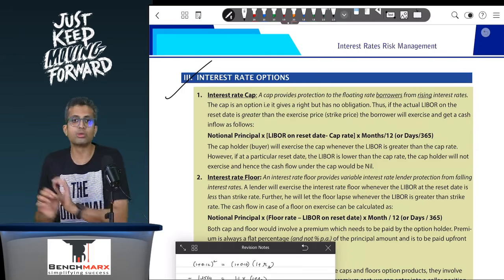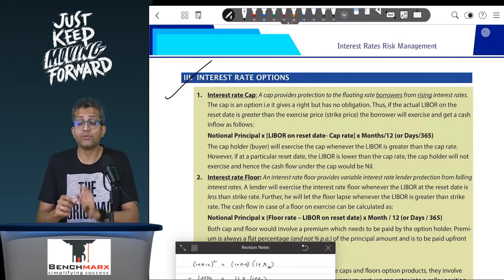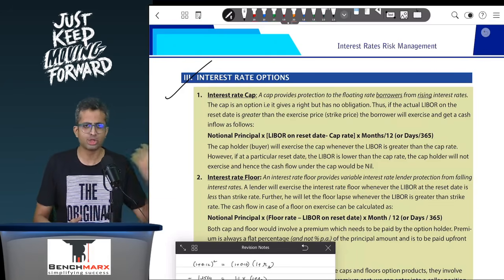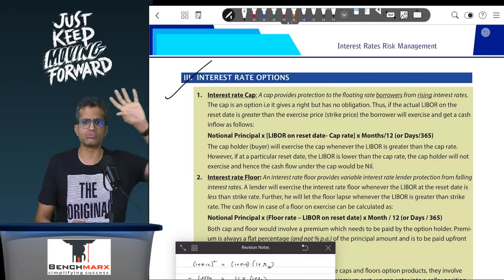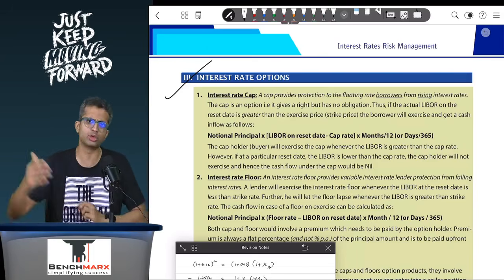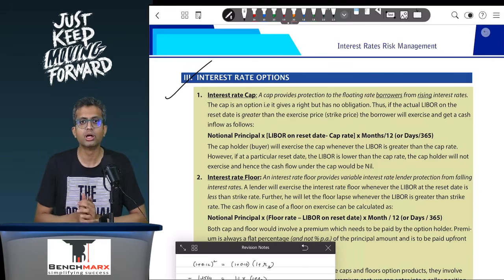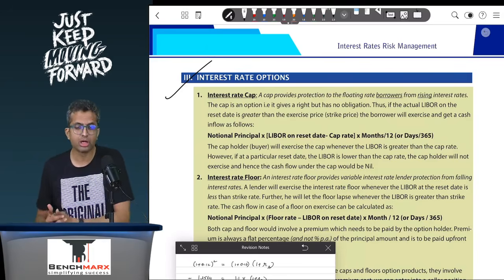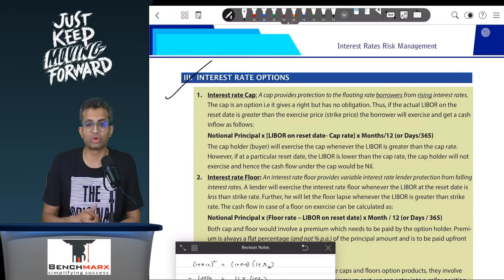So when will a floor be exercised? It will be exercised when the floating rate is less than the exercise price. So basically the payoff will be the exercise price minus the floating rate into the principal into the number of months divided by 12. Now, a floor typically protects a lender, a cap typically protects a borrower.